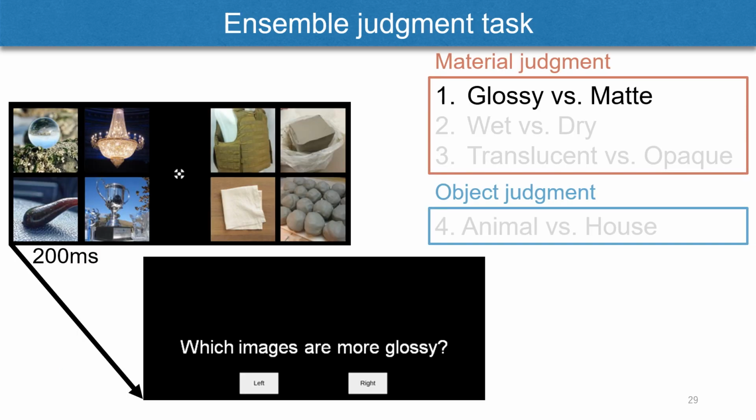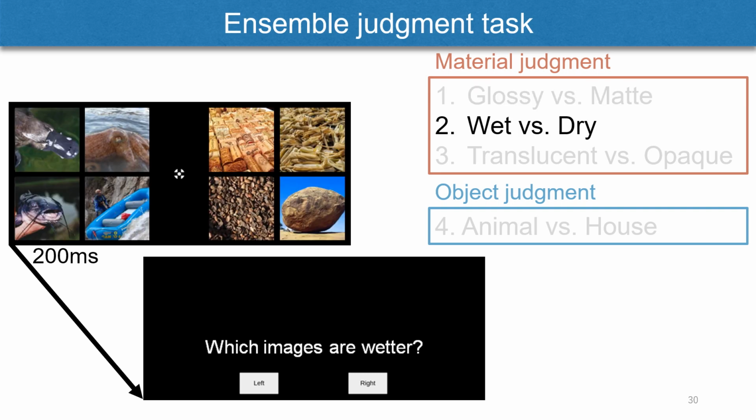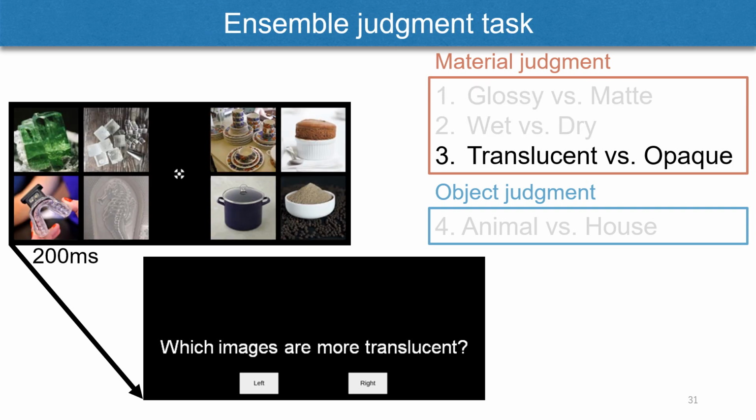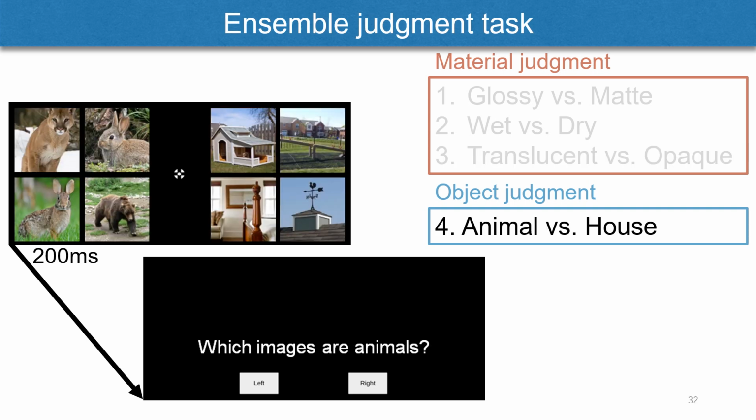In the experiment, I adopted an ensemble judgment of material appearance to avoid category-specific responses. In each trial, 4 image pairs were presented briefly, and each participant answered which images had the target attribute. Participants' task was to judge glossy versus matte, wet versus dry, translucent versus opaque, and animal versus house for non-material tasks.